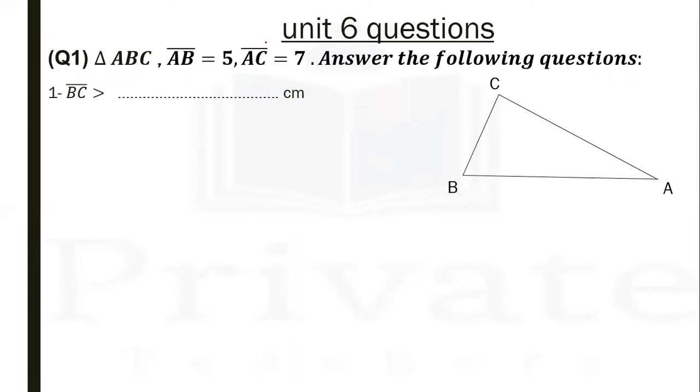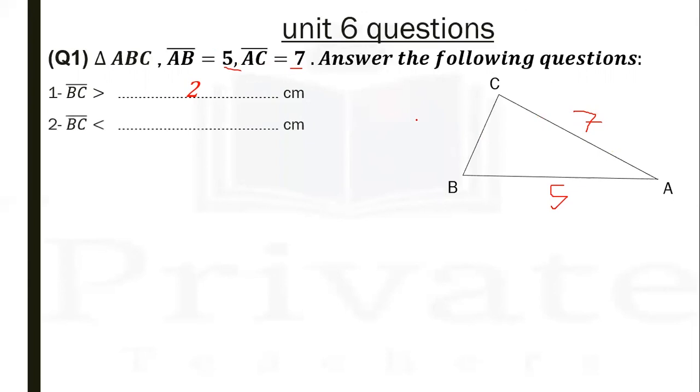Yes, the third side is always greater than the difference. We look at the difference between the two sides. This side AC is 7, AB is 5, so the difference between them is 2. So the third side has to be greater than the difference. The difference is 2, so BC has to be greater than 2.